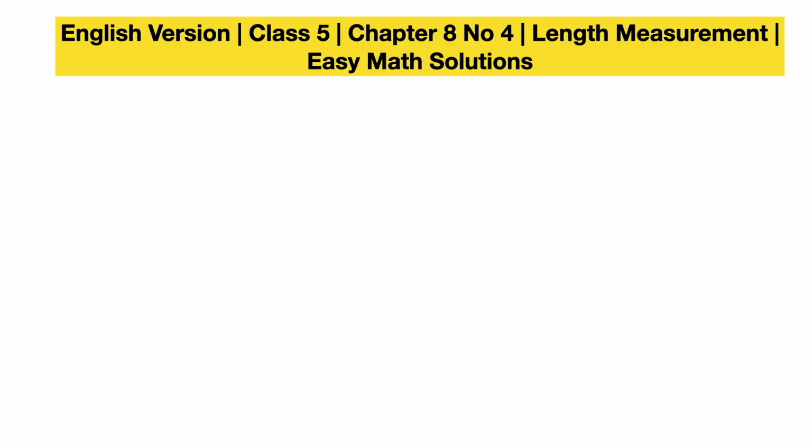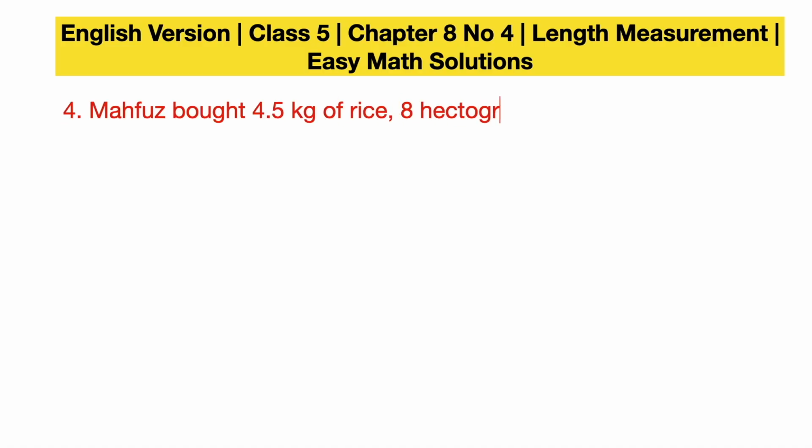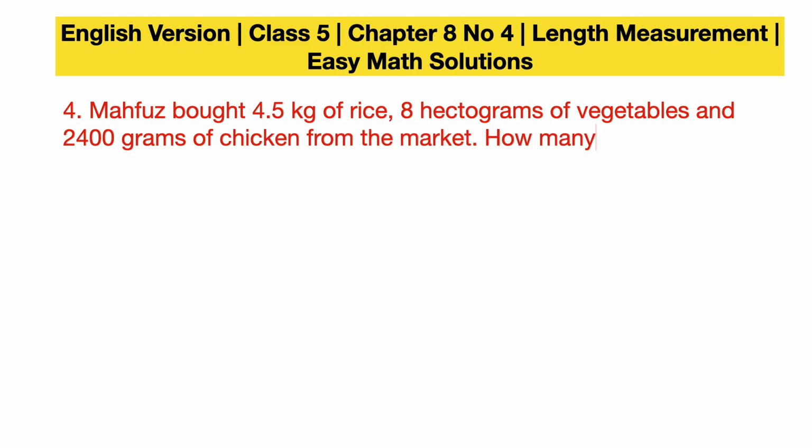English version, class 5, mathematics, chapter 8, length measurement. Number 4: Hafiz bought 4.5 kg of rice, 8 hectograms of vegetables and 2400 grams of chicken from the market. How many kilograms did he buy in total?